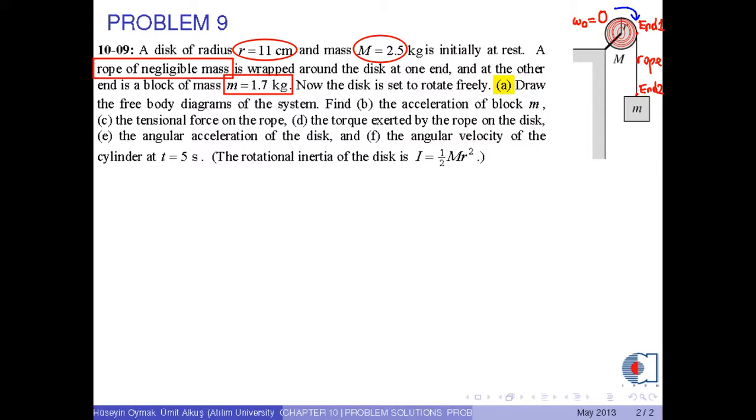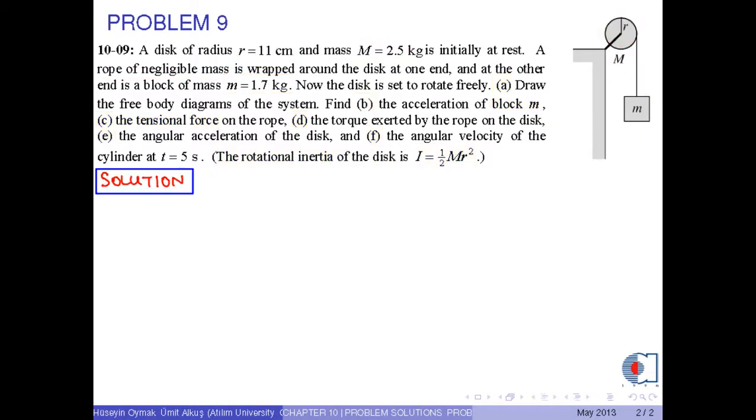A. Draw the free body diagrams of the system. B. Find the acceleration of block m. C. Find the tensional force on the rope. D. Find the torque exerted by the rope on the disc. E. Find the angular acceleration of the disc. And F. Find the angular speed of the cylinder at t equals 5 seconds. The rotational inertia of the disc is I equals 1/2 times capital M times r squared.